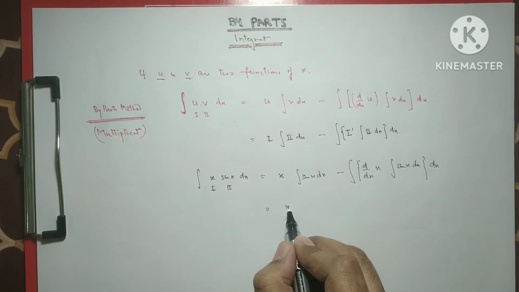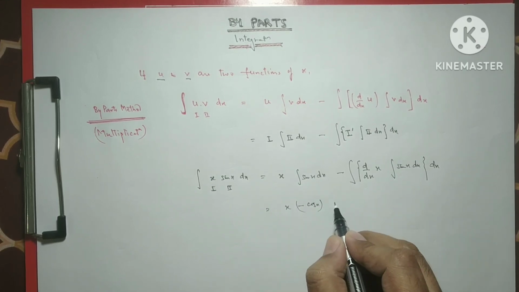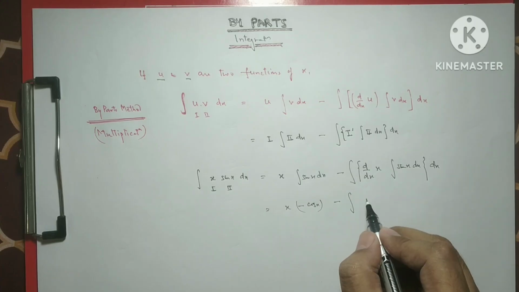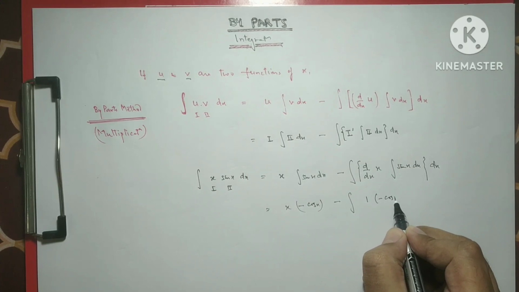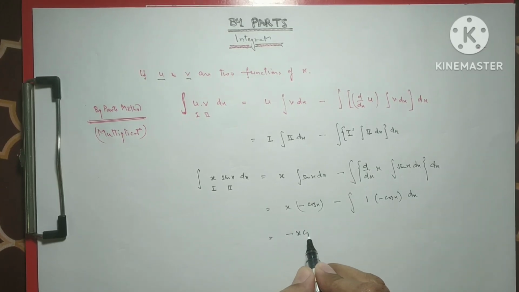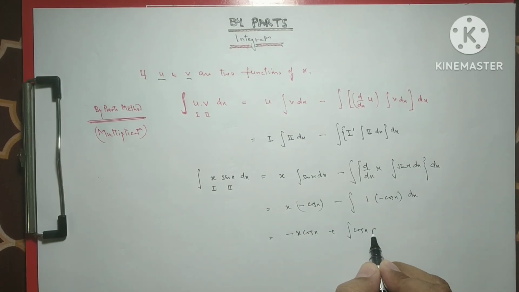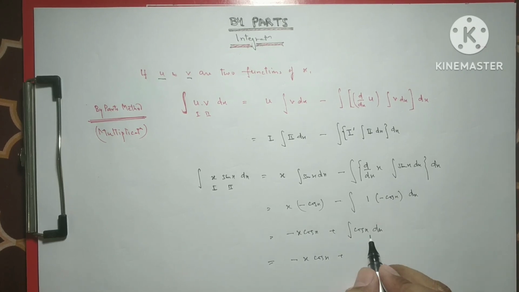So it is x, and the integration of sin x is minus cos x, minus derivative of x is 1, and the integration of sin x is minus cos x, and dx. So we get minus x cos x, and this becomes positive cos x dx. So the result will be minus x cos x, and the integration of cos x is sin x plus c.